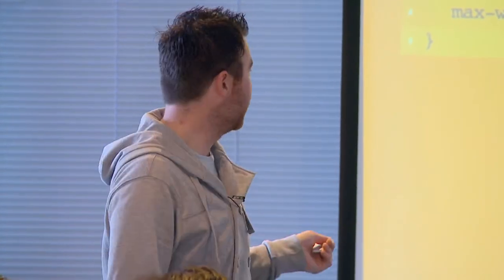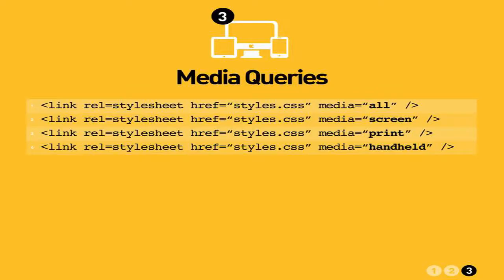So now, obviously, our designs have adapted. We've got our flexible grid, we've got our images that scale, and our fonts now flex. But the problem is, no design, whether it's fixed or fluid, scales beyond the context it was originally designed for. So how do we actually make our designs more flexible or more responsive? Now, this is where media queries come in.